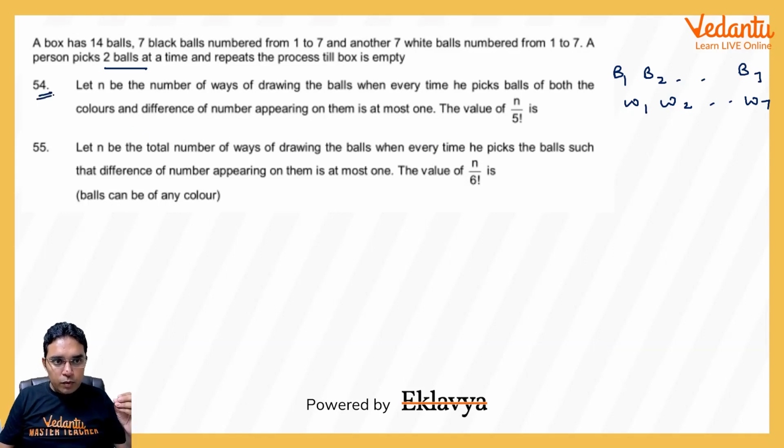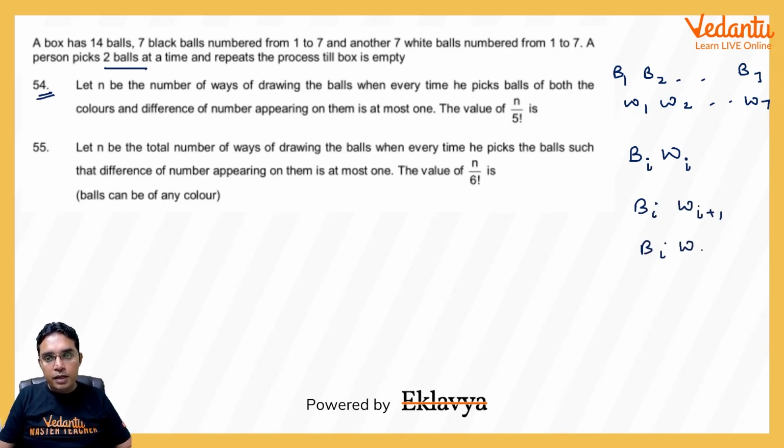In this 54th question, it says n is the number of ways of drawing the balls when every time he picks balls of both the colors and the difference of numbers appearing on them is at most 1. So what exactly this question is saying is that whenever you are choosing a black ball, another has to be white. And with Bi, it could be either Wi, or Wi plus 1, or Wi minus 1. That is the possibility.